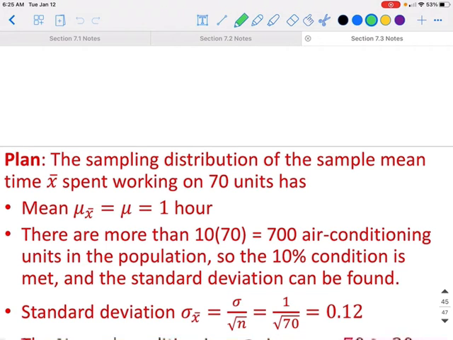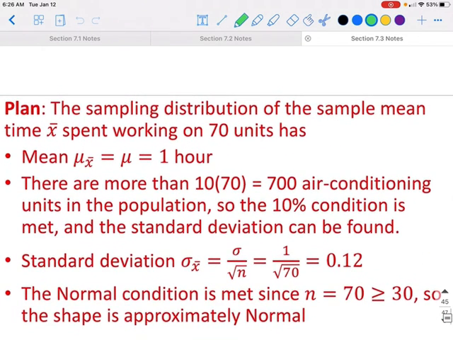We need to check to see if the normal condition is met. Remember, to do this, we see what our n value is. It needs to be at least 30 to make sure that even though our original population is not normal, we can still use the normal conditions here.